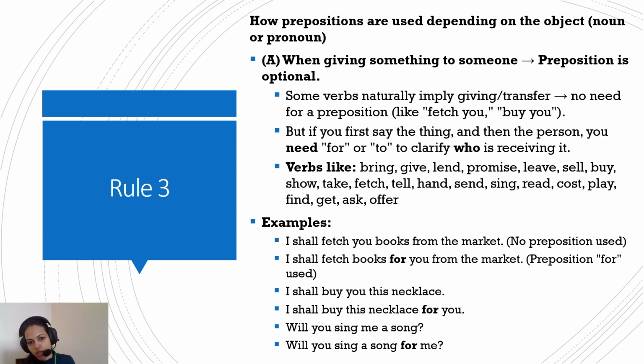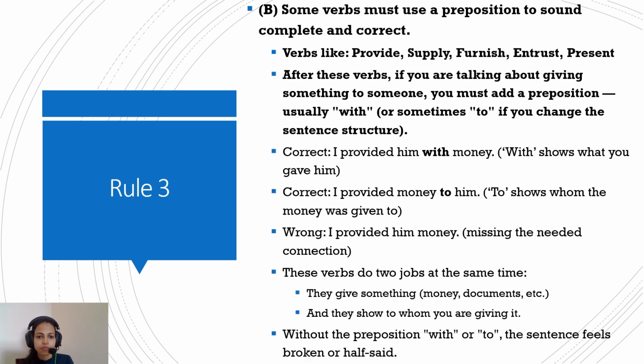If they are not, then you use the preposition to complete or to establish the connection. Okay. Now, another part could be that some verbs must use a preposition to sound complete and correct. So, while there are some verbs which are complete in themselves and do not need the preposition, at the same time, there are verbs that are not complete, and so they really need the preposition to give the whole sense. The word itself does not establish the connection.